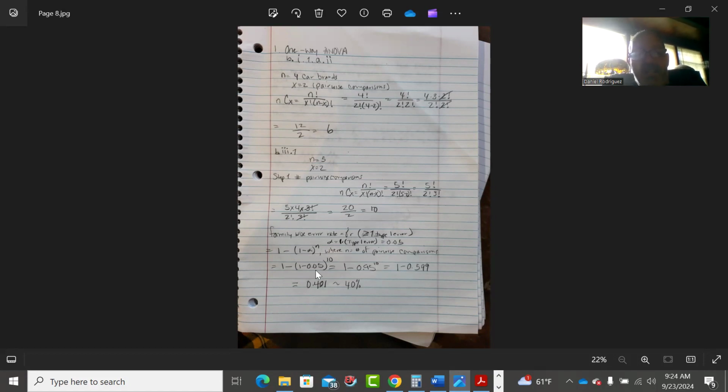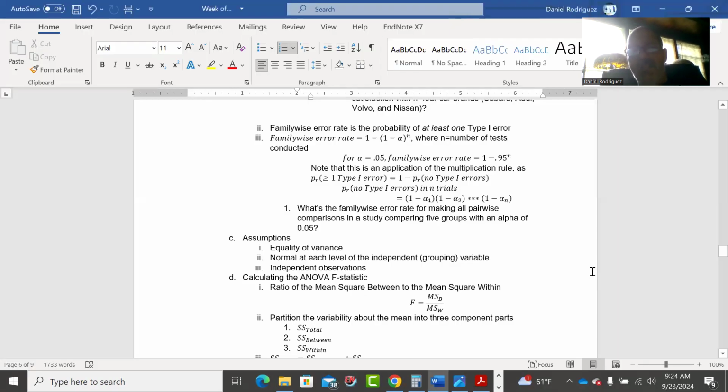So 1 minus 0.095 raised to the 10th power, we get 1 minus 0.599. And look at this, we've increased our probability of a false positive result from 0.05 to 0.40. So we've had a drastic increase in our probability of a type 1 error by making this many pairwise comparisons.